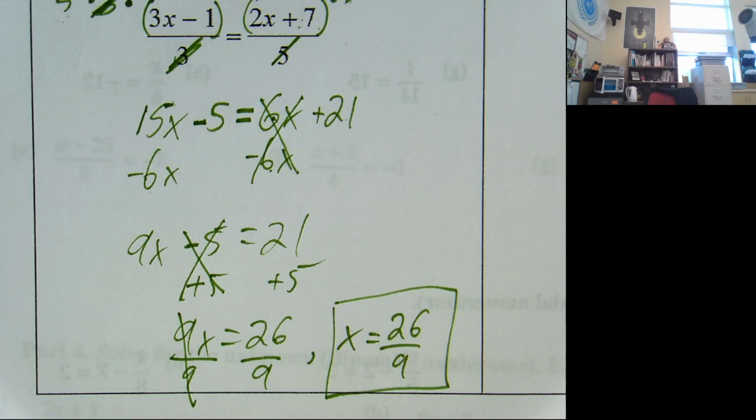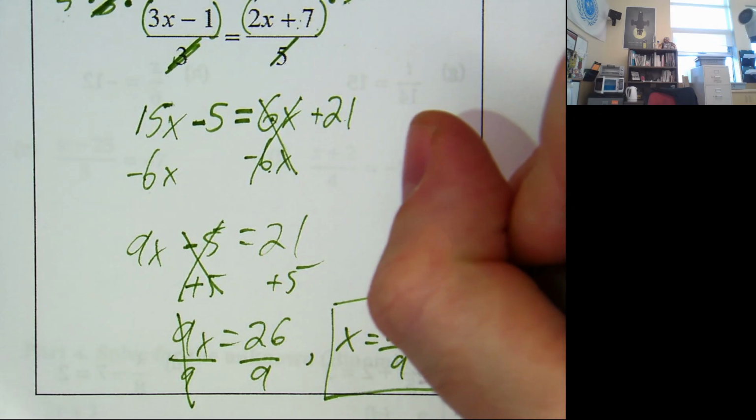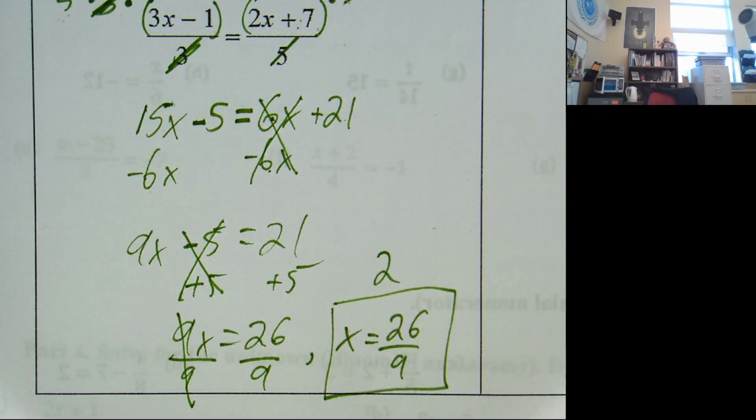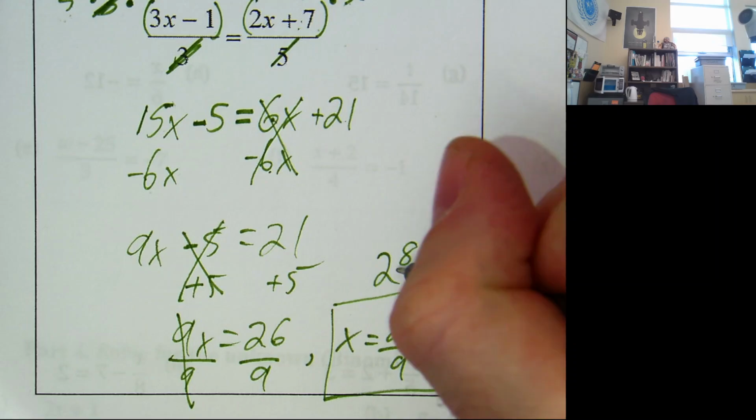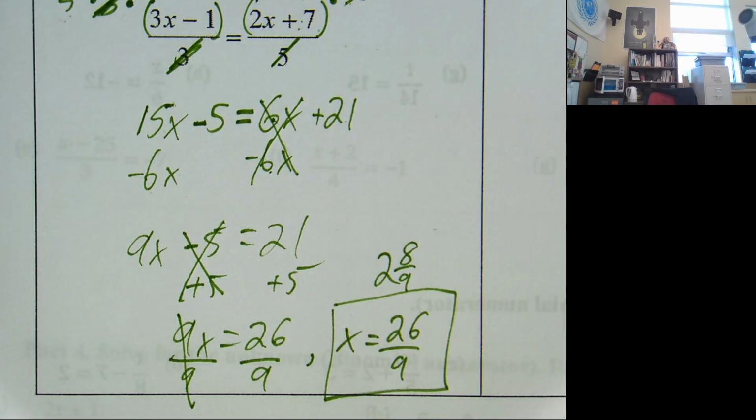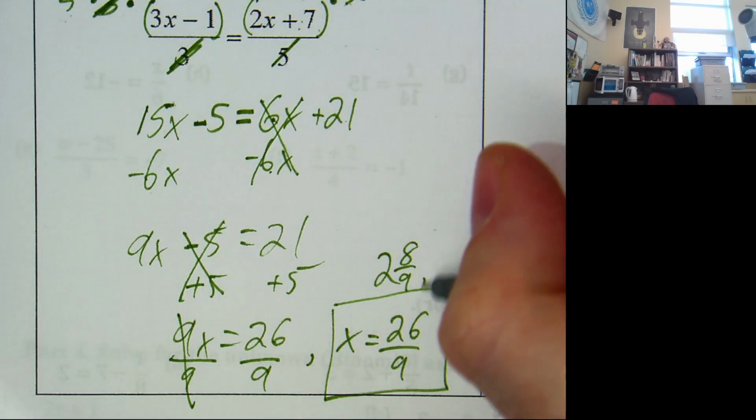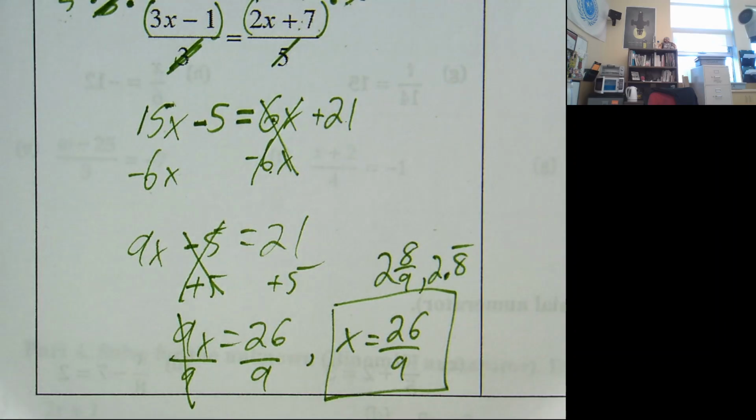Some students in the C block class this morning insisted on converting that thing to a decimal, and then they screwed it up. If you're going to convert that thing to a decimal, the easiest thing, if you don't have a calculator, is to convert this thing to a mixed fraction. Sorry, it is an improper fraction. 9 goes into 26 twice. 9 times 2 is 18. 9 times 3 is 27. So twice with 8 left over. So this is going to be 2.8 repeating.